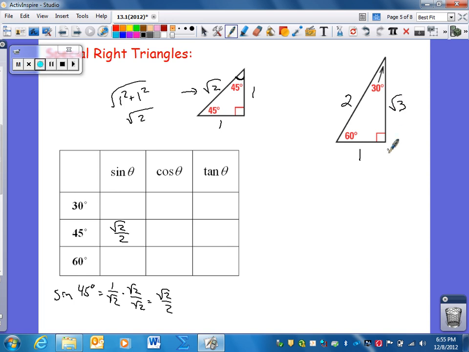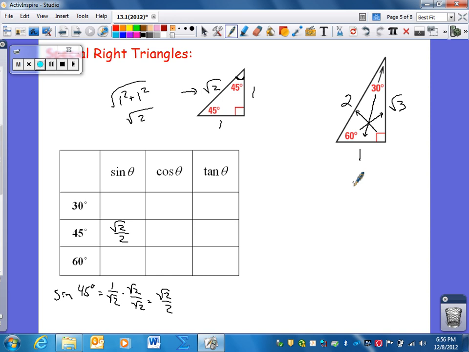From geometry class, if you remember, the biggest angle always has the longest side. So 2 is always across from the 90. And if you remember 1 and root 3, 30 is the smallest. So then 1 is going to be across from the 30, and the square root of 3 is going to be across from the 60. So they go in order 30, 60, 90. If you put the numbers in order, 1, square root of 3, and 2.